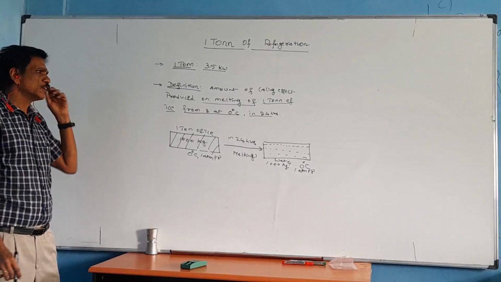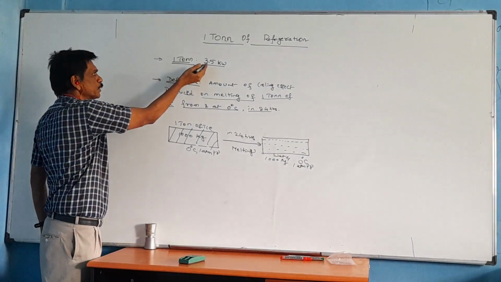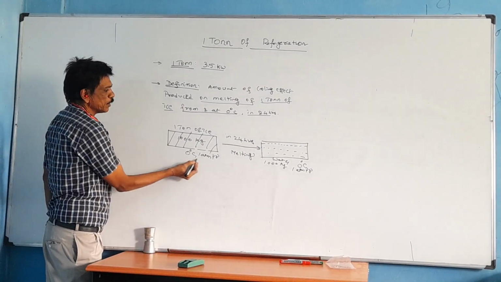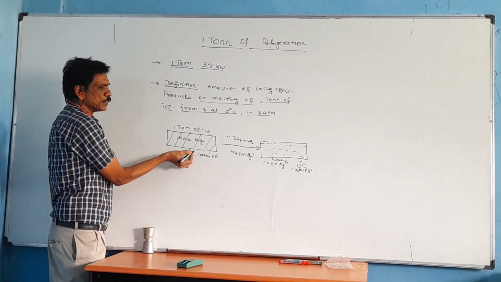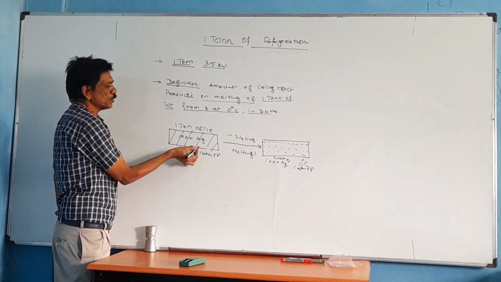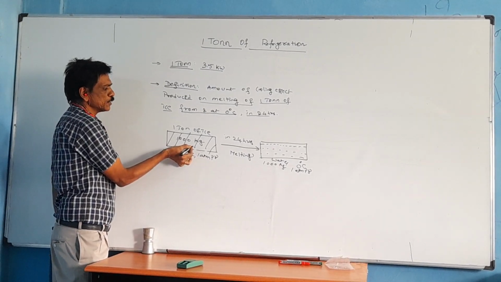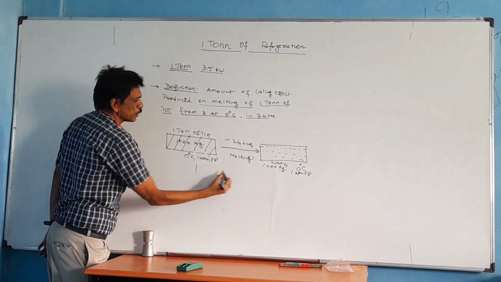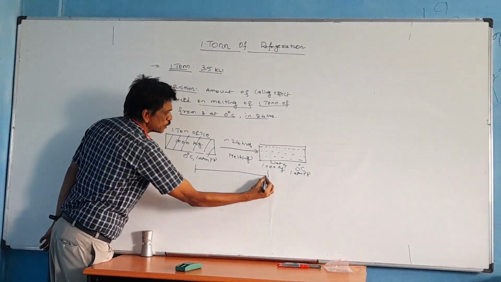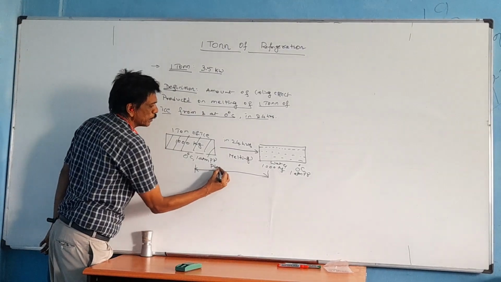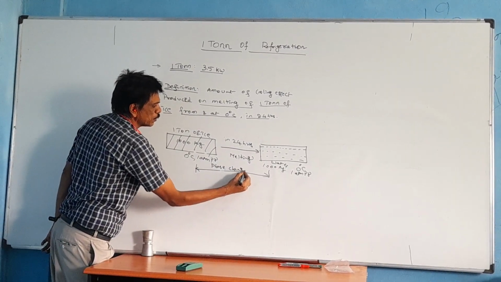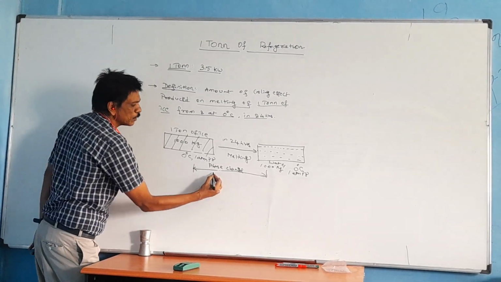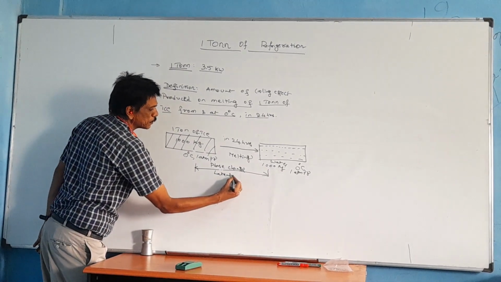Mathematically, how can we show that as 3.5 kilowatts? Here pressure and temperature are maintained constant. Whatever heat has been removed is only the latent heat. Initially it is in the form of solid, finally it is converted into liquid. The phase change has occurred, solid to water. For a phase change, the amount of heat addition or heat removal is called the latent heat.